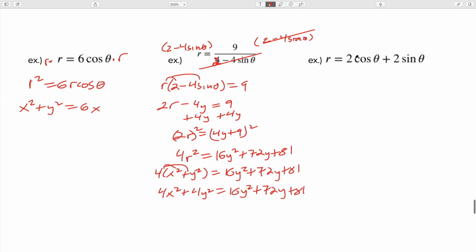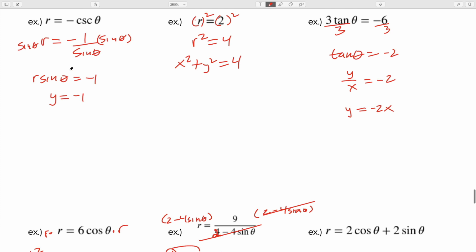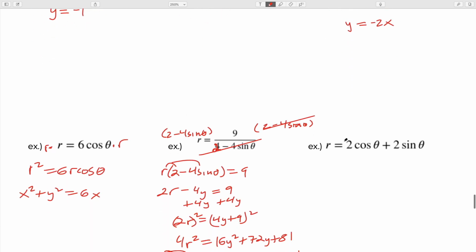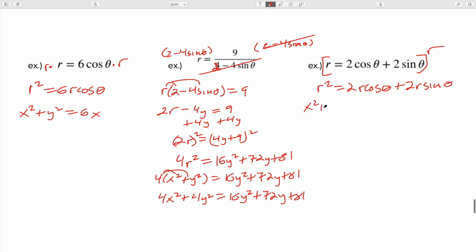All right, the next example here is, again, kind of the same thing. Like how we obtained an r over here, we're going to do the same thing. We just have a cosine and a sine here, right? But I realize that if I multiply everything times r, that's going to give me r squared equals 2r cosine of theta plus 2r sine of theta. Well, r squared, again, is x squared plus y squared. r cosine of theta is going to be 2x. r sine of theta is going to give me 2y. And that one's a lot easier than the other one, but hopefully you now have a better idea of how to convert the equations.